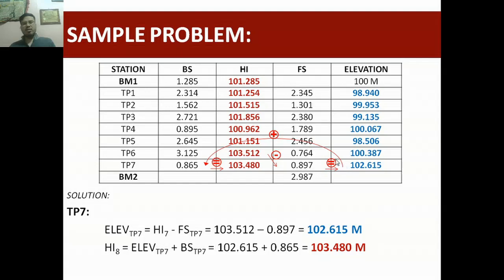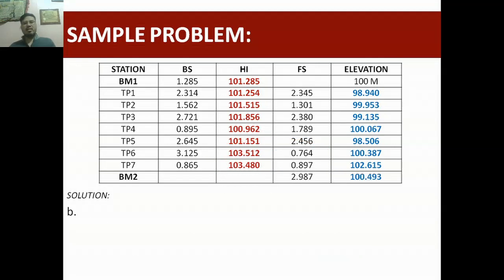So, elevation plus backside. No? Ang pirmi plusan sa backside is the elevation. Nya, ang pirmi minusan sa foresight is the height of instrument. Okay? So, kani, this is now height of instrument 8. Kani siya, 103.48. So, next is last, which is the requirement, which is requirement B.